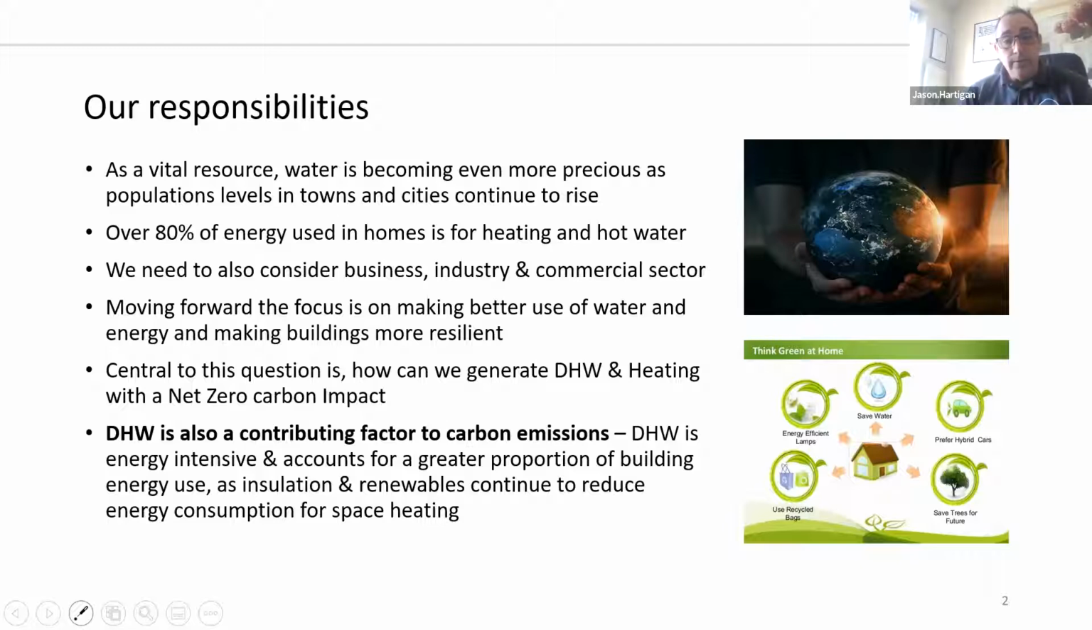So domestic hot water is a contributing factor to carbon emissions. It's quite energy intensive. So we're getting better at improving the fabric of buildings and introducing renewables, and we're continuing to reduce energy consumption for space heating. But hot water is still a bit of a problem child. We're looking at 4,200 joules of energy to raise 1 litre of water 1 degree. So it is quite an issue.